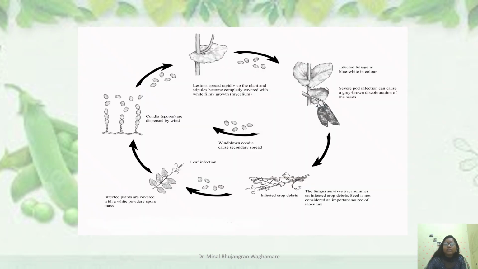Coming to the life cycle, basically two spores are formed. The sexual spore is the ascospore, and the asexual spore is the conidia. The sexual spores, that is ascospores, in favorable conditions lead to the infection cycle, and the asexual spores, that is conidia, which can be dispersed by wind or rain, lead to continuation of the asexual life cycle and the secondary infection of this disease in unfavorable conditions.